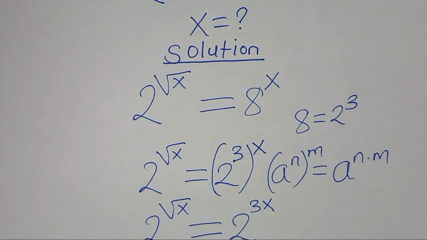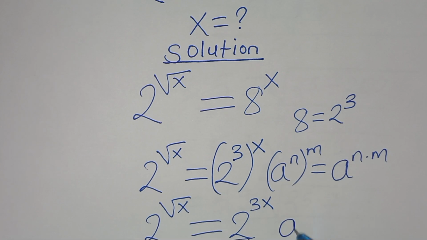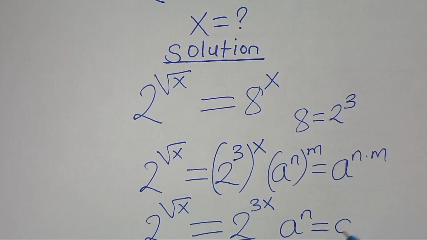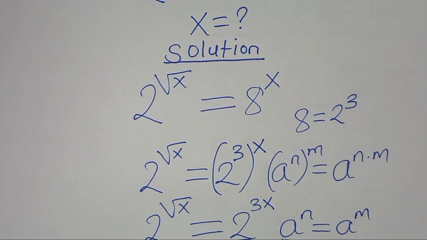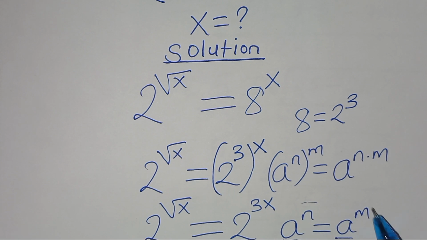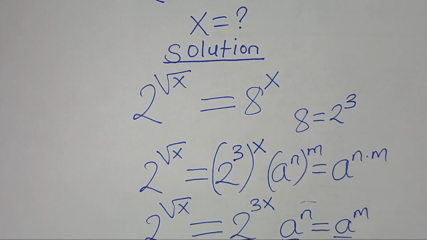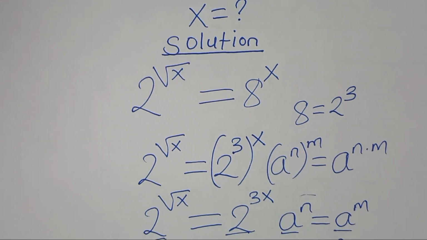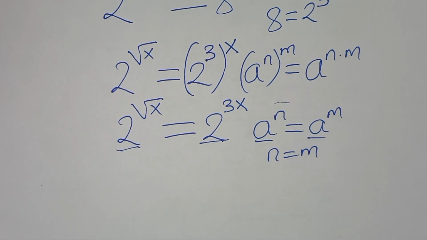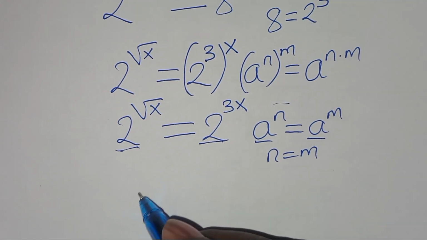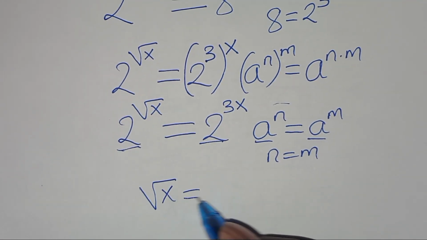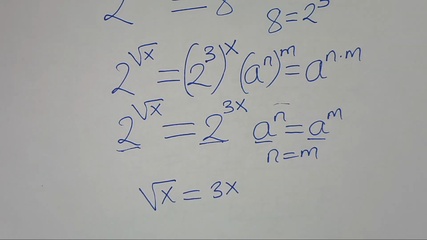Now, again, you can see here the bases are common. That is a to power n equal to a to power m. So since the bases are common, the exponent n is equal to m. The next step from here, we'll have square root of x equal to 3x.